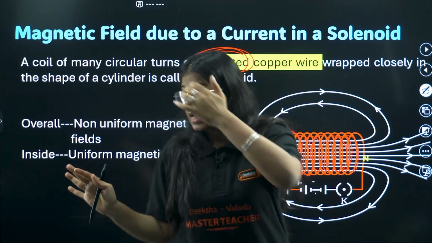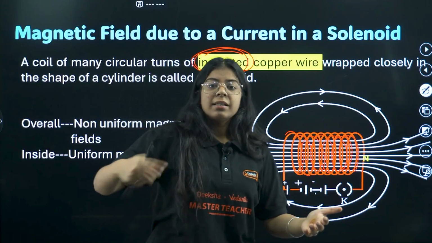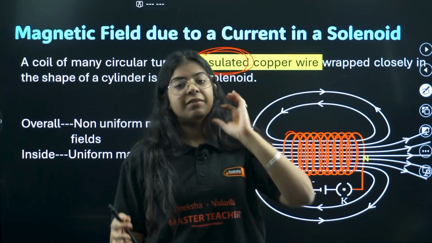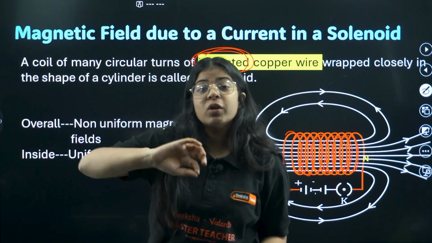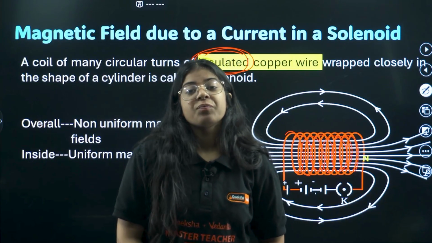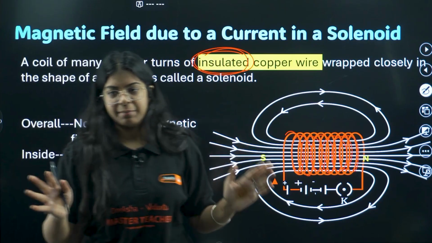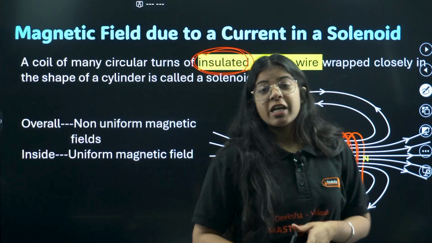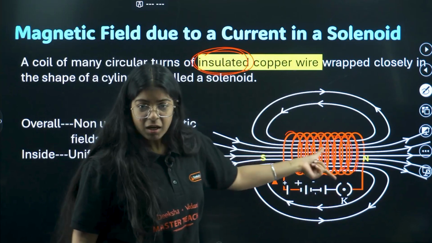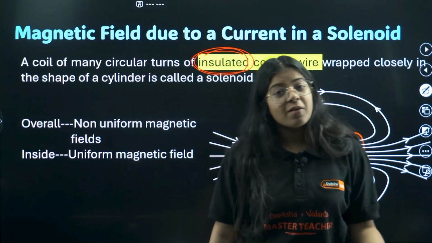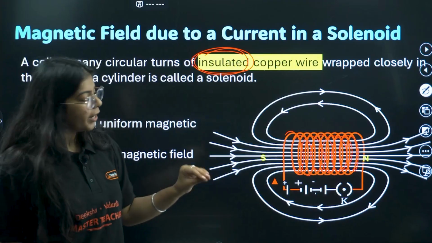Now when we are wrapping these circular turns, they should be very close. There should be no distance. If you can see some distance in it, it's because we need to understand that these are different circular loops, not just one. But in practice, when you wrap an insulated copper wire in many turns, they will be wrapped really closely and there will be negligible space in between them. Then the shape of a cylinder. If you wrap those circular wires, you will get the shape of a cylinder. That cylindrical shape made of insulated copper wire is called a solenoid.